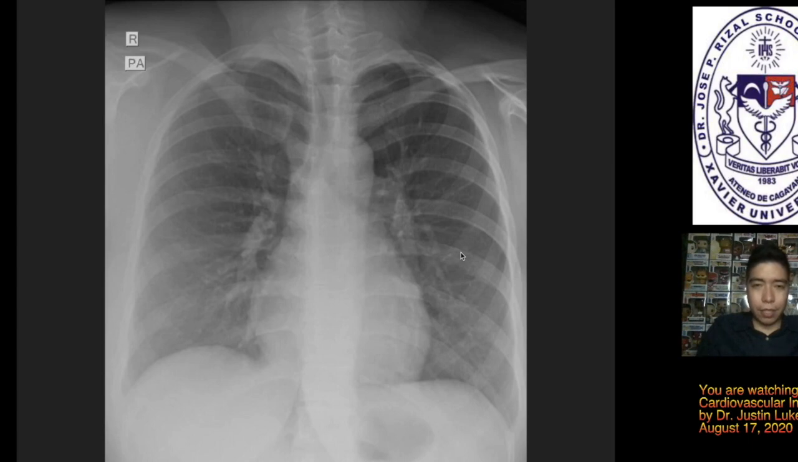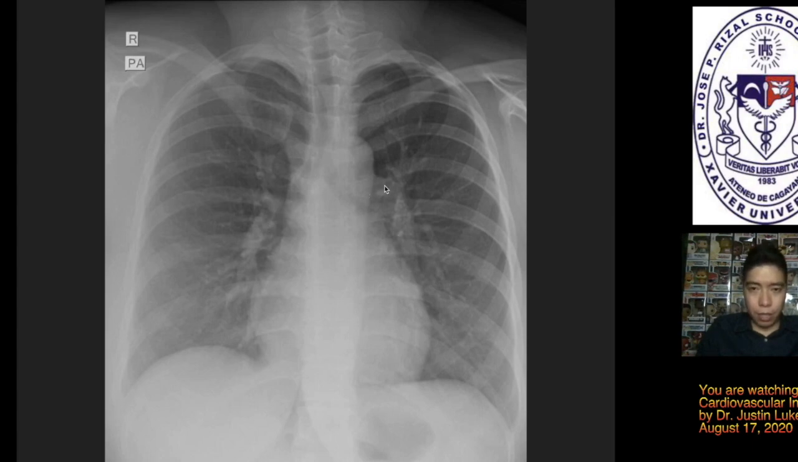Here is another normal radiograph, slightly taken oblique. We know that it's a little bit oblique because of the distance of the medial ends of the clavicles. The right medial end is farther away from the spinous process, while the left medial end is much closer to the spinous process. But still, this is a normal radiograph. Again, the pulmonary vessels are tapering as they go towards the periphery of the lung.